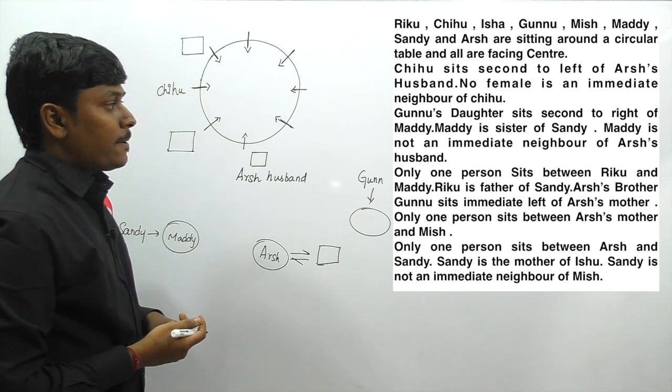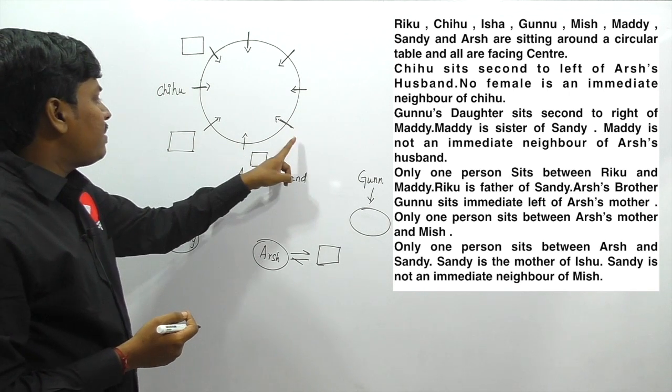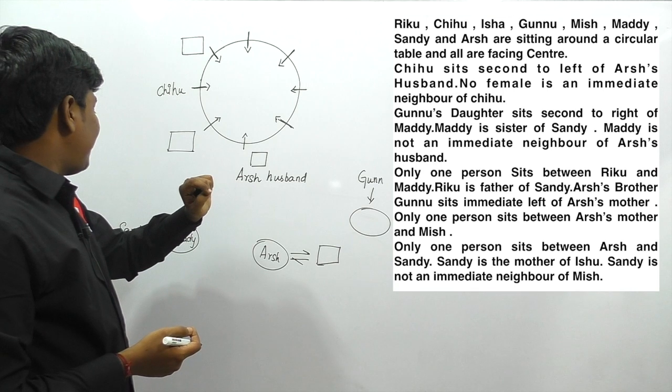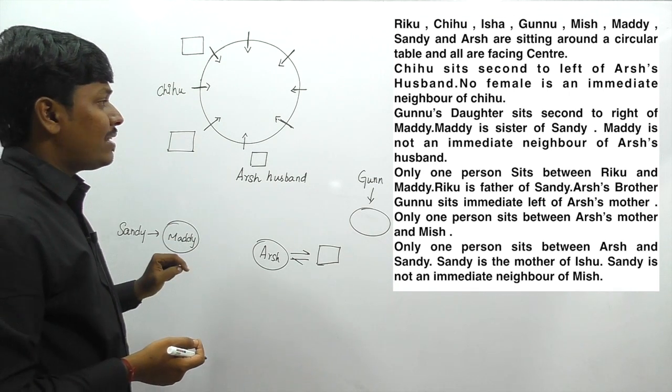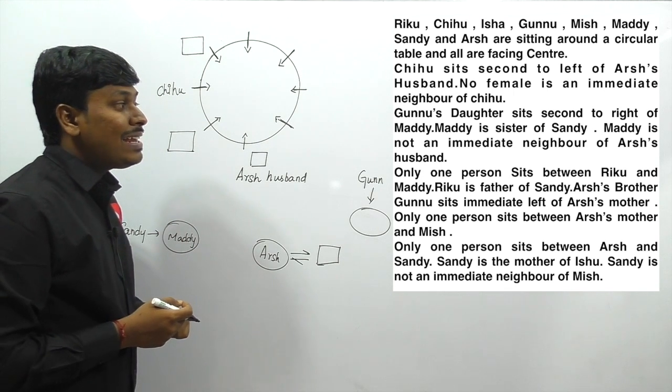Okay friends, next point. Maddie is not an immediate neighbor of Ash's husband. So Maddie is not an immediate neighbor of Ash's husband. I think we don't want to confuse anything, friends, right? We move on to the next point because it is not a direct statement, right? Only one person sits between Riku and Maddie.